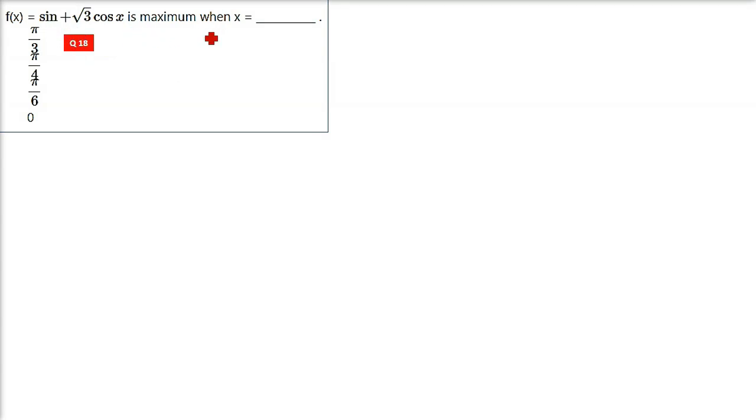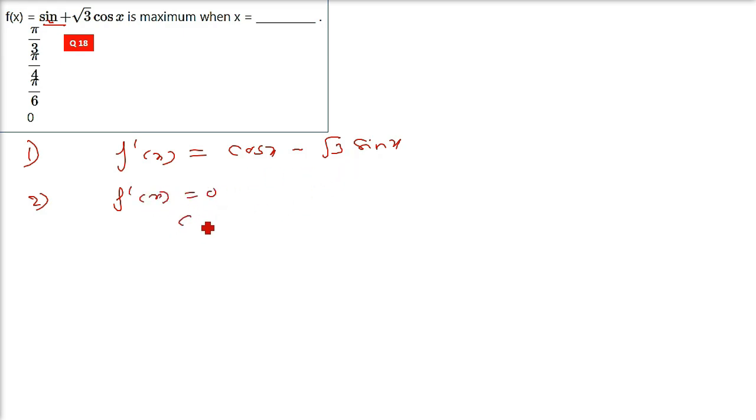Now f(x) equals sin x plus root 3 cos x is maximum when? Now first thing is what? If you don't know anything, we just differentiate. So we will differentiate and equate it to 0. When you equate it to 0, what are you going to get? cos x minus root 3 sin x, f dash x equals 0. When you equate it to 0, it will be cos x equals root 3 sin x. Now this is tan x equal to 1 by root 3.